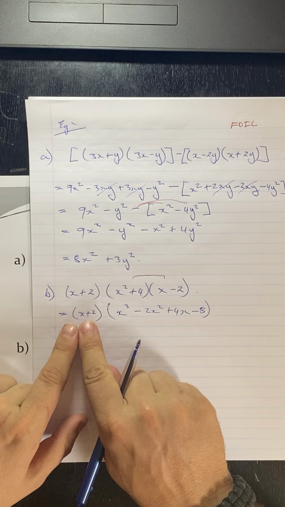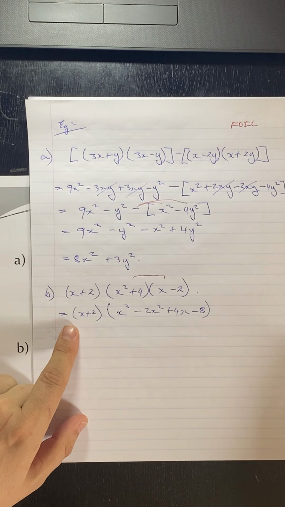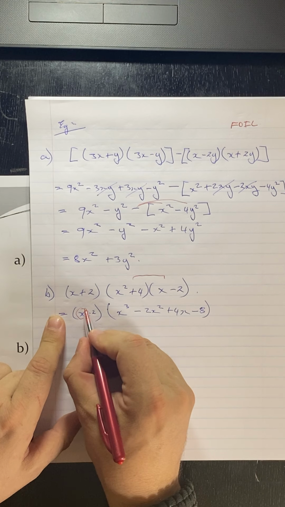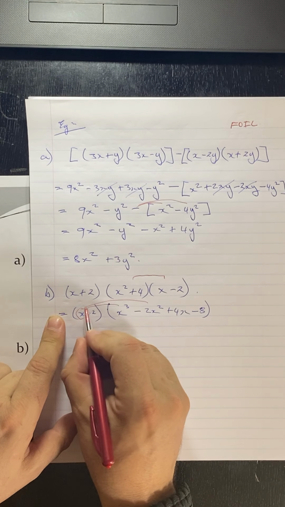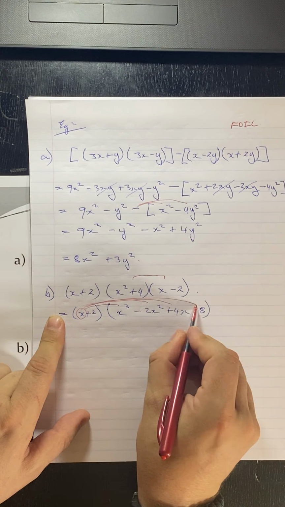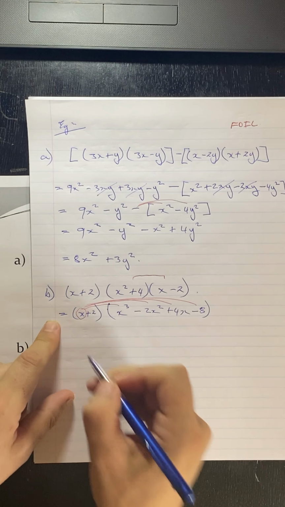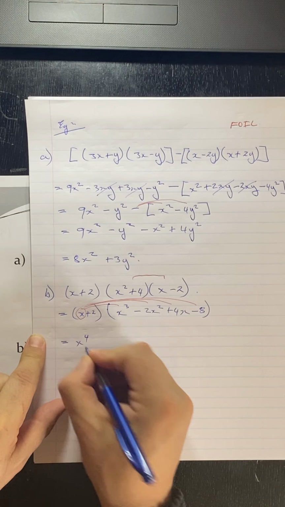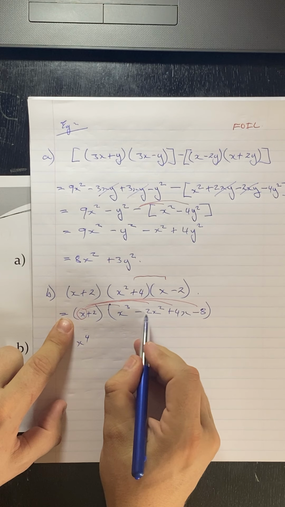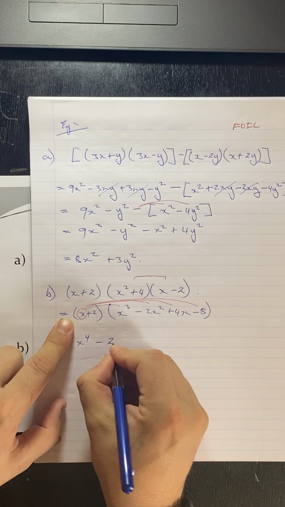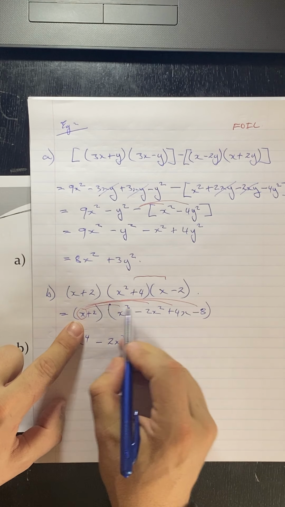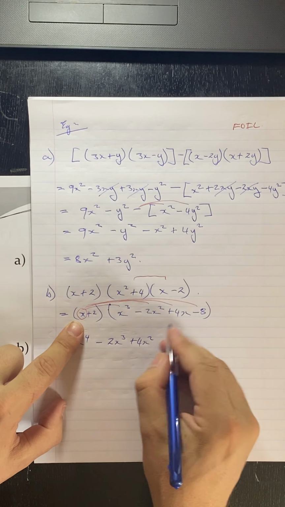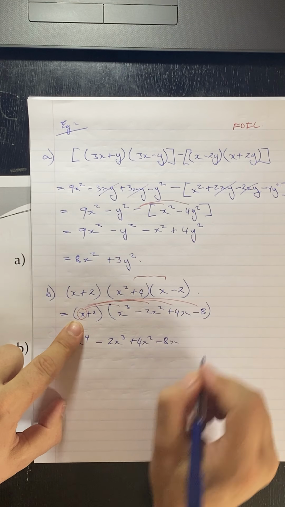Now I still need to deal with this bracket here. Now what I'm going to do is I'm going to distribute that x into each one of these terms here. All right. So x times x cubed will give us x to the 4. X times minus 2x squared will give us minus 2x cubed. X times plus 4x will give us 4x squared. And then x times minus 8 is minus 8x.